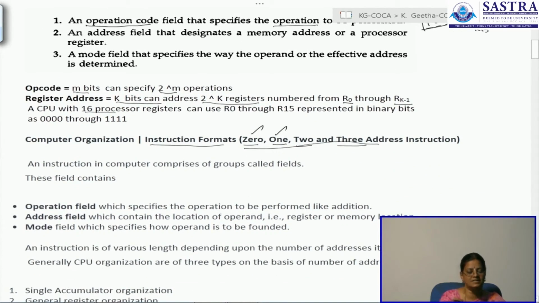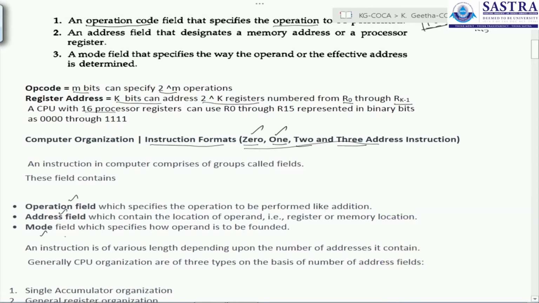As I already discussed, any instruction has an opcode field, an address field and a mode field. These 3 are the important components of any instruction, and the length of the instruction is going to vary depending on the number of addresses it is going to follow. If it is going to be a 3 address format, it has to specify 3 addresses, so accordingly the length of the instruction will keep varying. Now, the CPU organization, how it is going to be organized, we can classify based on the number of address fields it is going to include. So one classification is 0 address, 1 address, 2 address and 3 address.